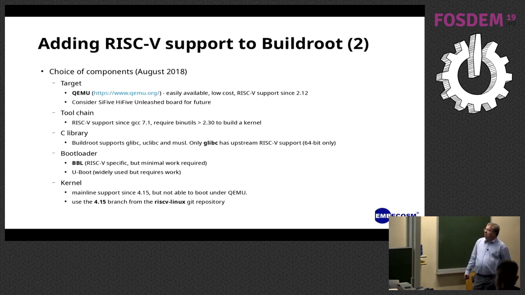I looked at a bootloader. Now, I would have preferred to add U-Boot support, but at the time, without a hardware target, it didn't make sense to do that. So the choice was made at the time to go with the Berkeley bootloader, which is the RISC-V bootloader, and it was not too much work to add that as a package and a bootloader package to Buildroot. Finally, kernel. There was RISC-V support in the mainline kernel back in August at 4.15, but it wasn't able to boot under QEMU. So I've been using the RISC-V Linux Git repository and using the 4.15 branch for that. That has actually just been recently bumped using the same repository, but it's now on kernel 4.19.